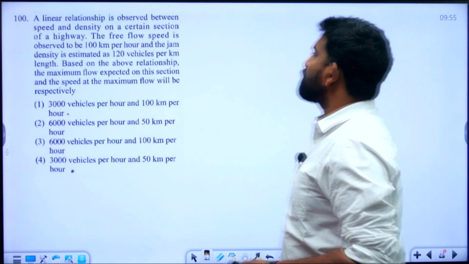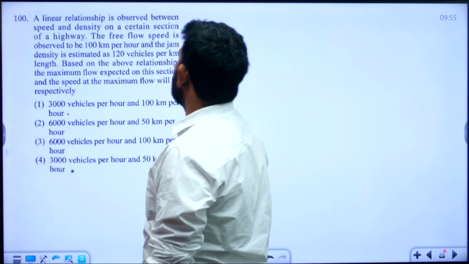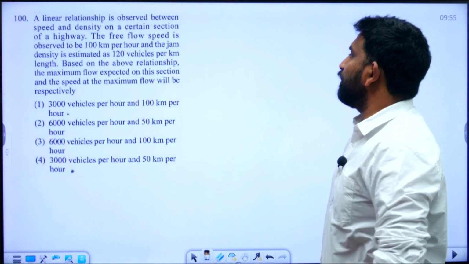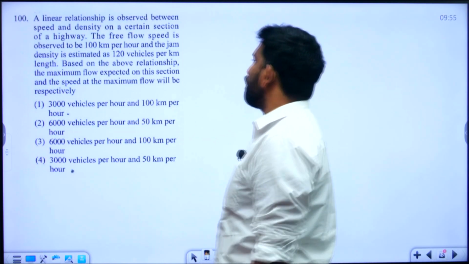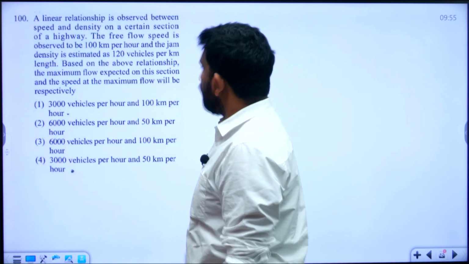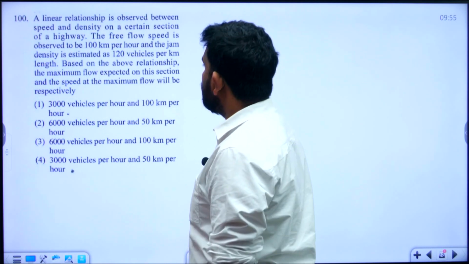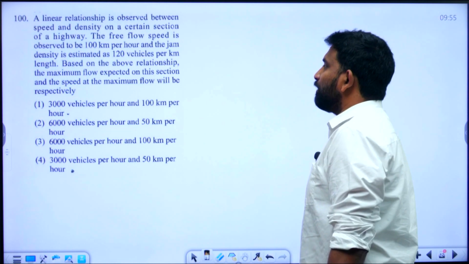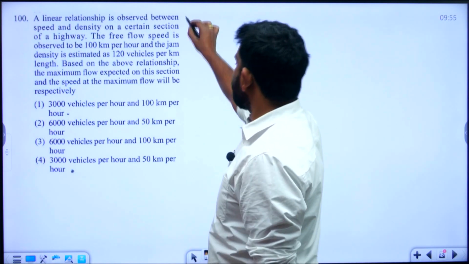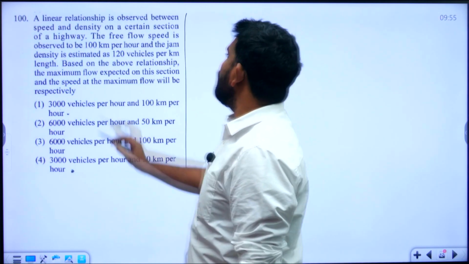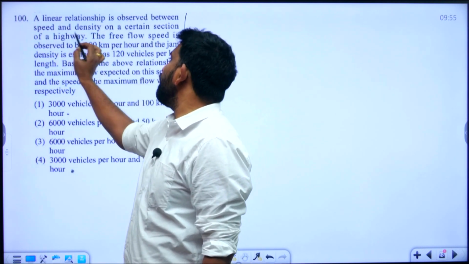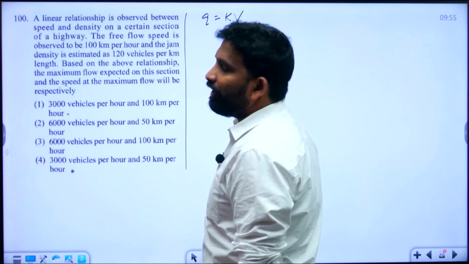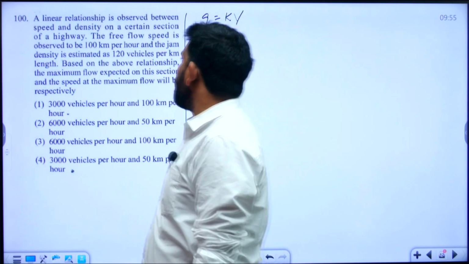The linear relationship is observed between speed and density on a certain section of a highway. The free flow speed is observed to be 100 kmph and the jam density is estimated to be 120 vehicles per kilometer length. Based upon the above relationship, the maximum flow expected on this section and the speed at the maximum flow will be respectively dash. The simple thing here, a linear relationship is observed between speed and density. Yes, we do know a linear relation will be observed between speed and density. Okay, Q is equal to K into V.